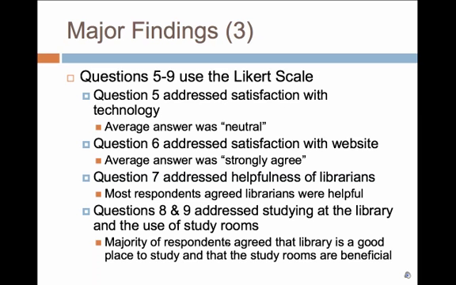Question 7 addressed the helpfulness of the librarians themselves, and most respondents also agreed that the librarians were helpful, so that's nice. Questions 8 and 9 address studying at the library and the use of the study room, so they both centered around students' ability to study while in the library, and the majority of the respondents to our survey agreed that the library is a good place to study and that the study rooms are indeed beneficial.